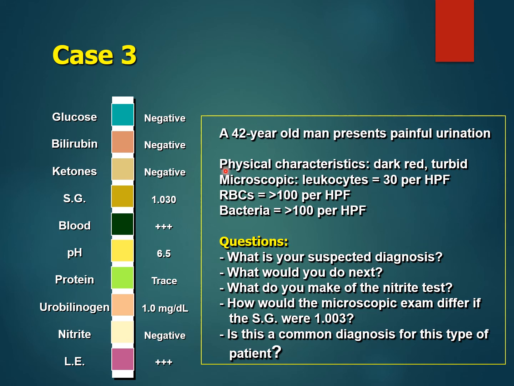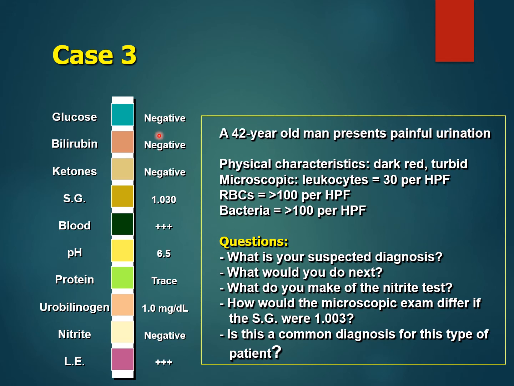This is the last case clinically I'm talking about. A 42-year-old man presents with painful micturition, very painful whenever passing urine. By physical characteristics, the urine is dark red and turbid. Microscopy shows leukocytes 30 per high power field, which is high. RBCs are more than 100 per high power field, and bacteria are more than 100 per high power field. So, what do you think this patient could be having?